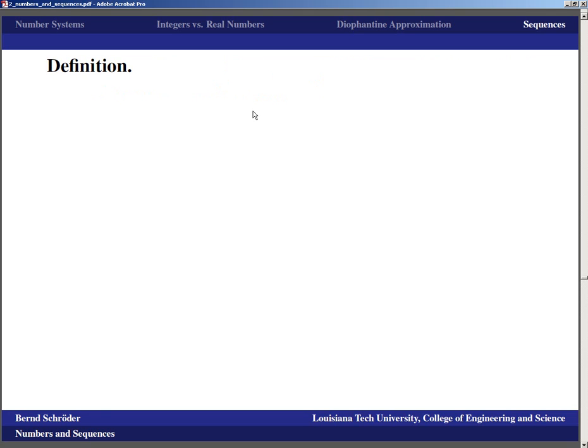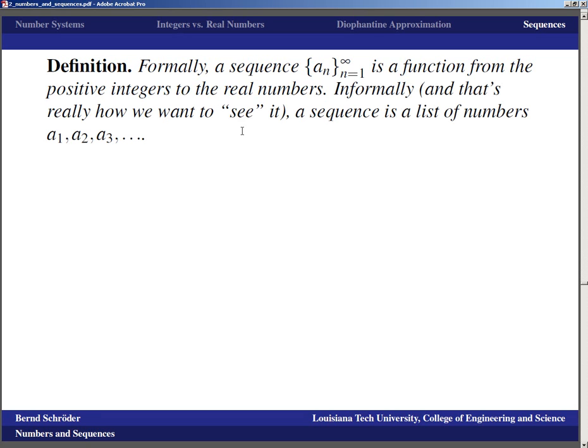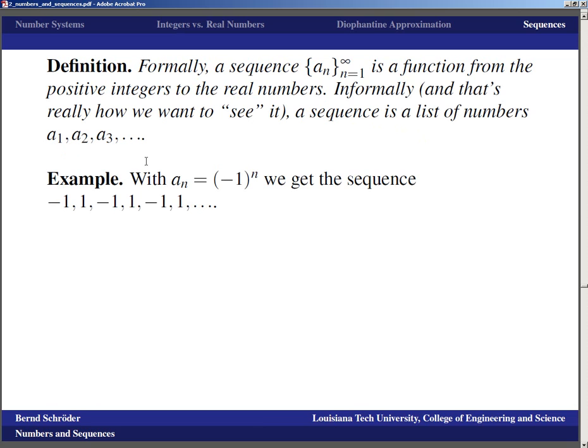And that gets us to the other part that we wanted to discuss in this presentation, and that is sequences. Formally, a sequence a_n is a function from the positive integers to the real numbers, and that's not really how we want to think about these things. Informally, a sequence is a list of numbers, a1, a2, a3, and so on, and so on.